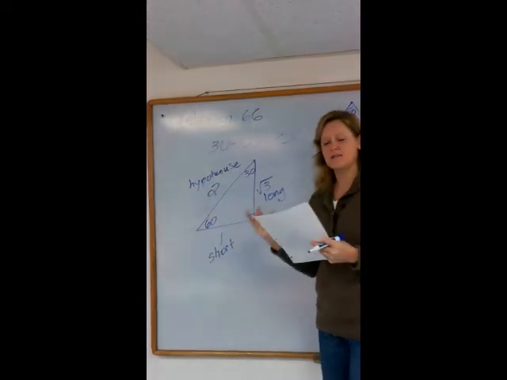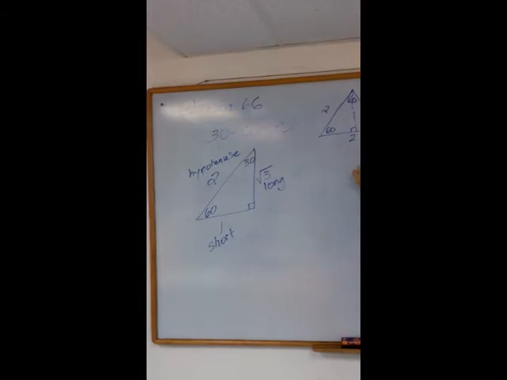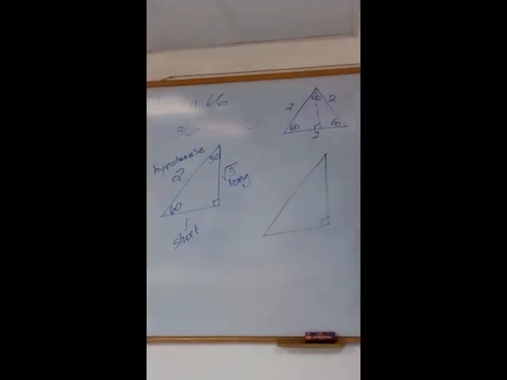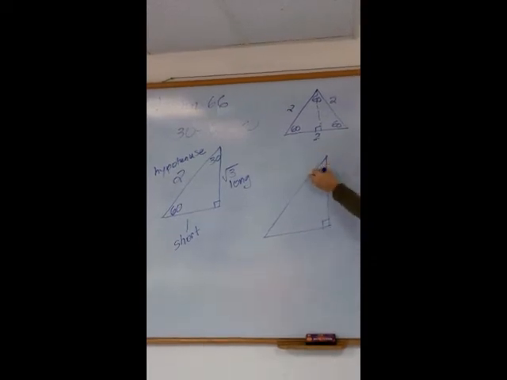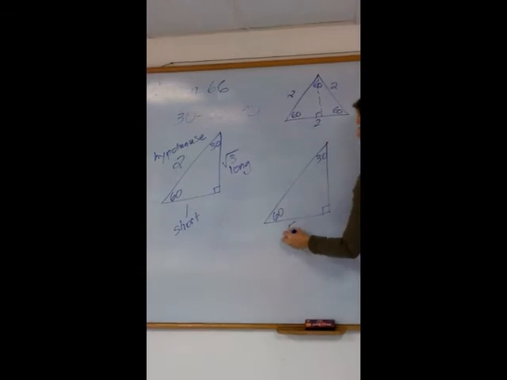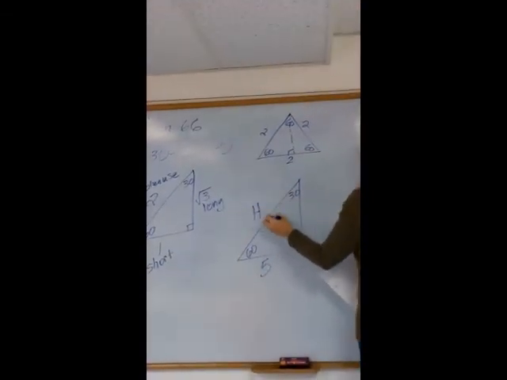Now, let's see how we can use this triangle to solve another triangle with the same angle measures. So we have the same 90-degree angle, we have a 30 and a 60, and let's say we're given this side, but we don't know this side or that side.